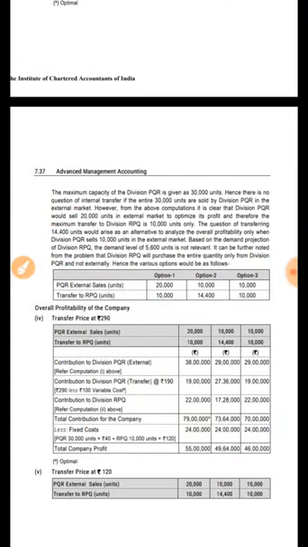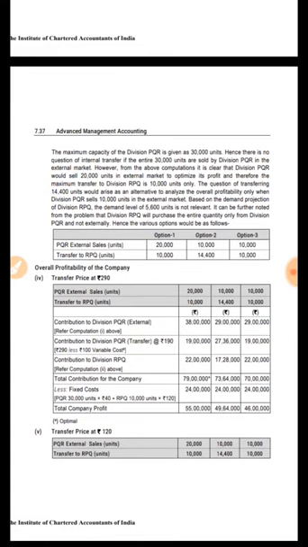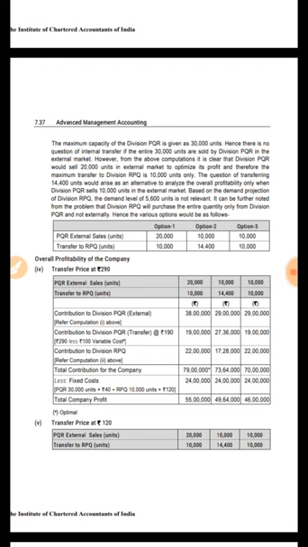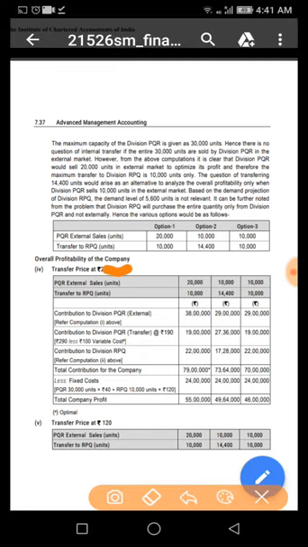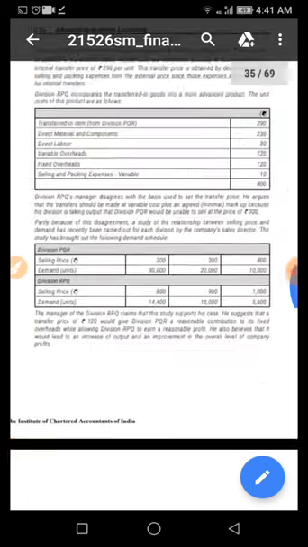Okay, 29 lakh. Here also 29 lakh, because here also only 10,000 are being sold outside. Then the contribution to division PQR, if they are transferring internally: this 10,000 is there, 10,000, 14,400 and 10,000. So if they are transferring internally, at what price are they transferring? At this price, 290. So if they are transferring at 290, what is the variable cost? Variable cost is 100 rupees. How has 100 come?